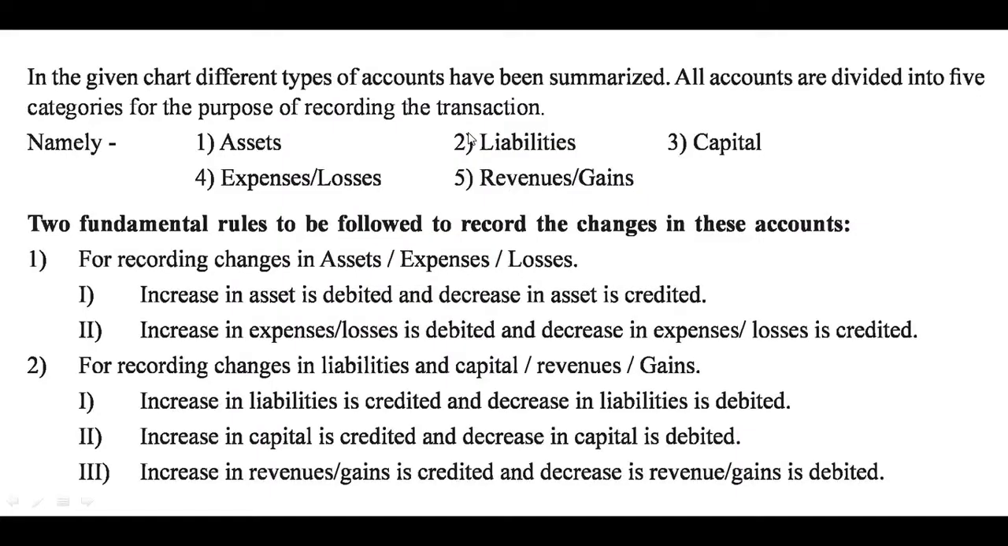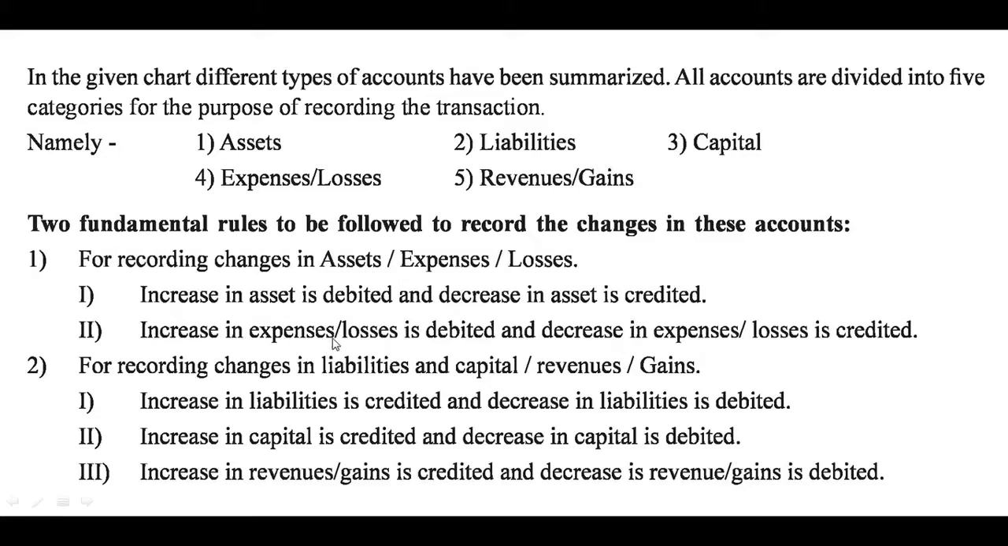Next page we are going to learn the fundamental rules as per the modern approach. First rule is increase in asset is debited. Normally asset is the real account which you can see and touch. So whenever the value of the asset increases, we bring in the asset in the business. So that is why increase in asset is debited. When the asset goes out of the business or when the value of the asset decreases, then it is credited.